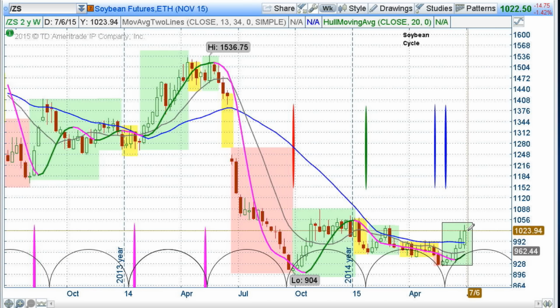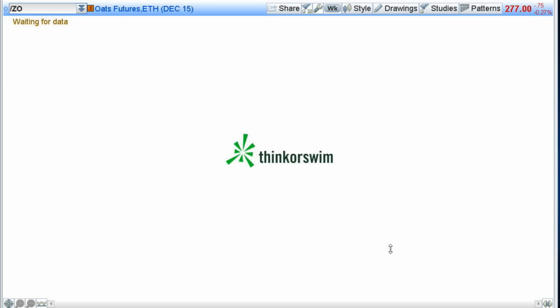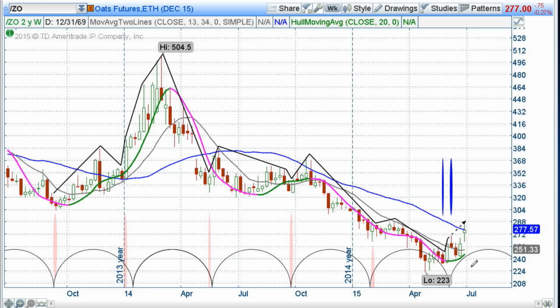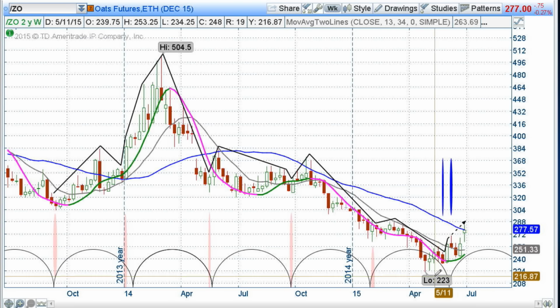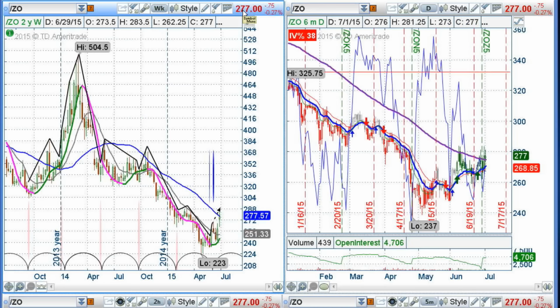Here's the soybean market moving up sharply in that green zone, and the oats market, well, they did something very, very similar, /ZO, as all of these grain markets took off. There was where the low was due, and big upside move there in the grain market.